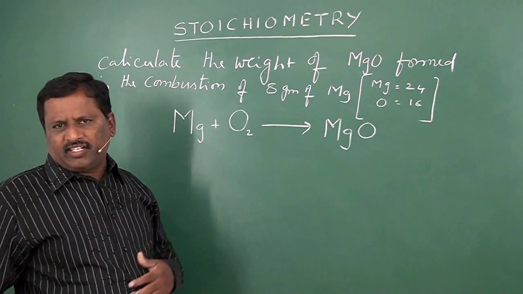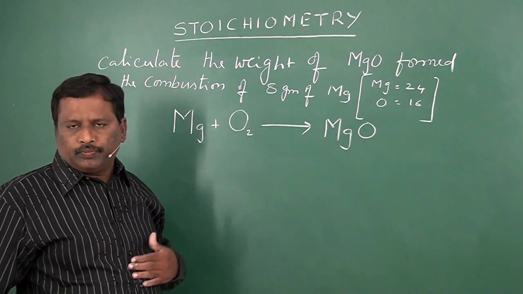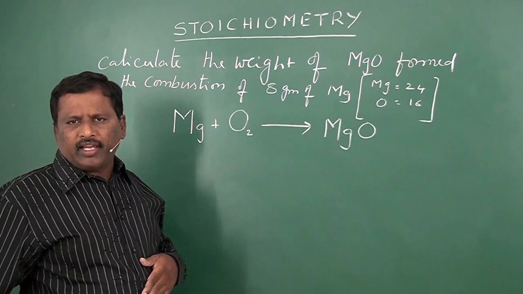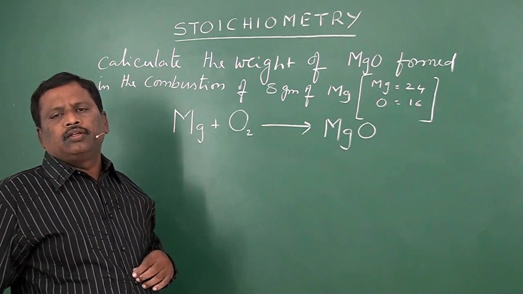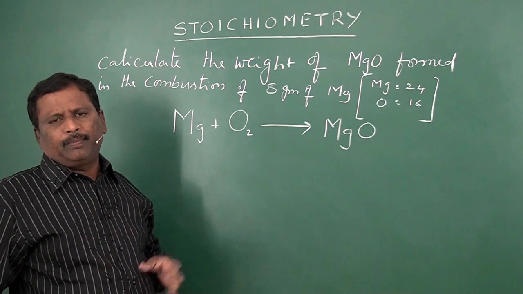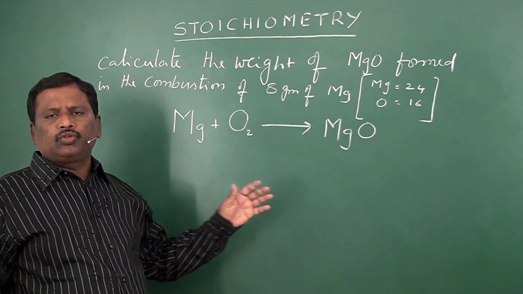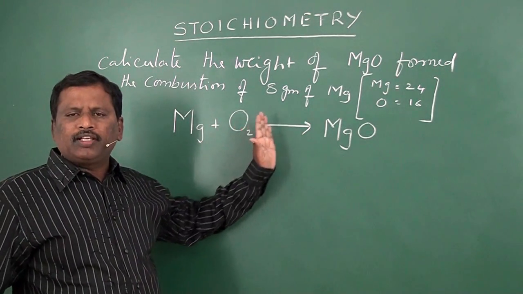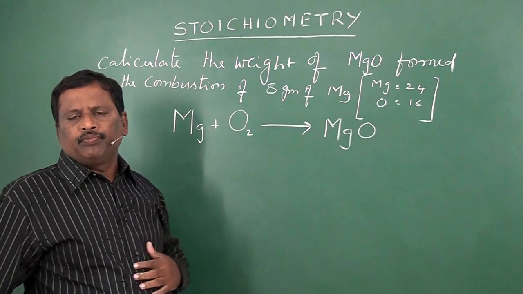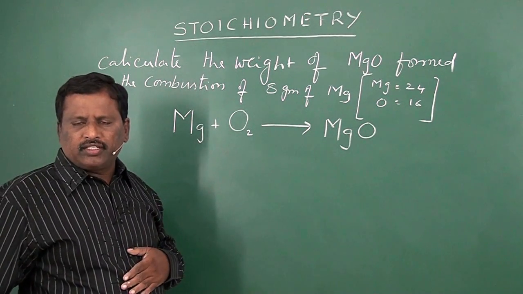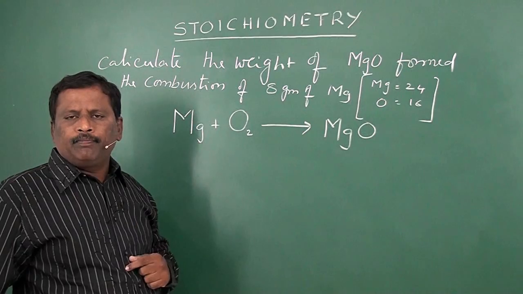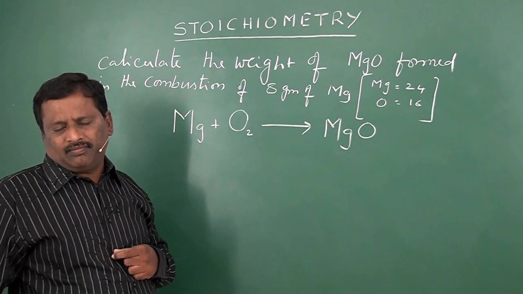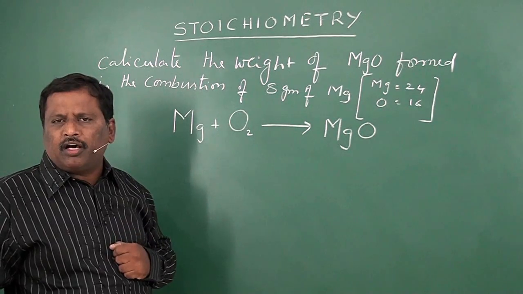If it is a new reaction, they will give you the equation also. But for a familiar reaction, they won't give you the reaction. You should be in a position to write the equation, or by practice, you will know how to write this equation. So Mg plus O2 gives MgO. The first step was finished. Now you have to verify whether it is according to the law of conservation of mass or not, or whether it is a balanced equation or not.